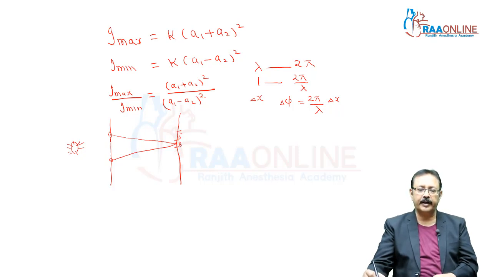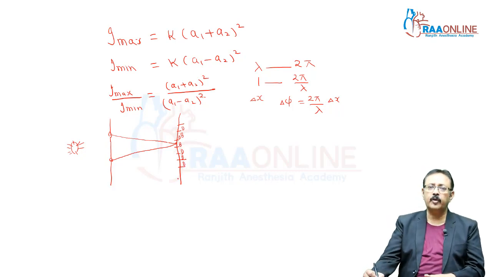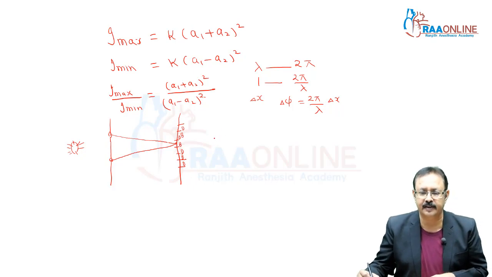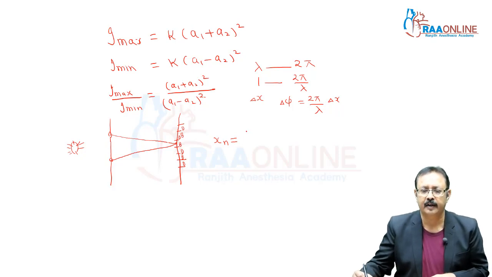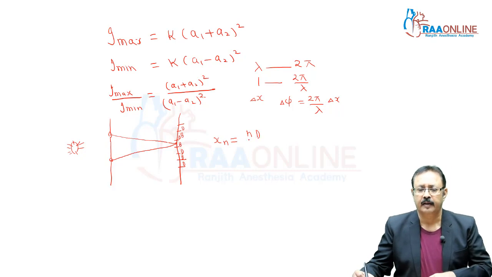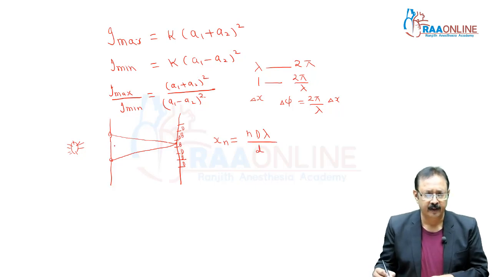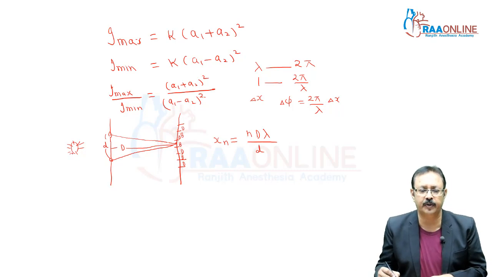The central fringe was a bright fringe. Then again you get a bright fringe, then a dark fringe. We got on the screen, you know the experiment very well, dark, bright, dark. Where you got bright fringes, you can calculate the distance. The nth bright fringe you will get from the central fringe at what distance? n D lambda by d. What was D? D was the distance between the source and the screen. What was small d? The distance between these two slits which are acting as two sources. Lambda is the wavelength of the light which you are using here.